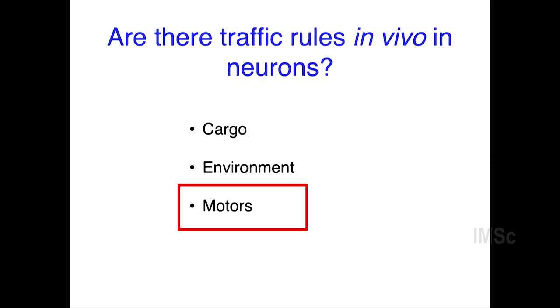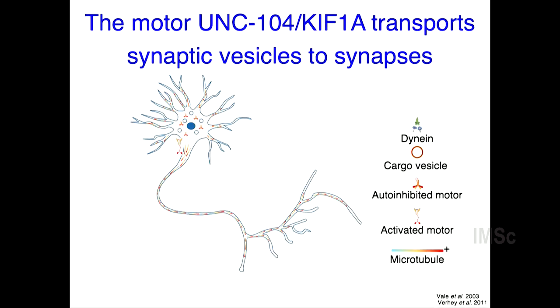The last piece of the puzzle is motors, and I'll be done in a couple of minutes. The motors are the engines which move synaptic vesicles, and I thought I would come down to it because it's the last piece of the rules of traffic that you have to consider. What we know with the synaptic vesicle motor is that it gets activated, it moves and carries cargo to the end of the neuron, and what we had shown earlier is that it gets degraded.